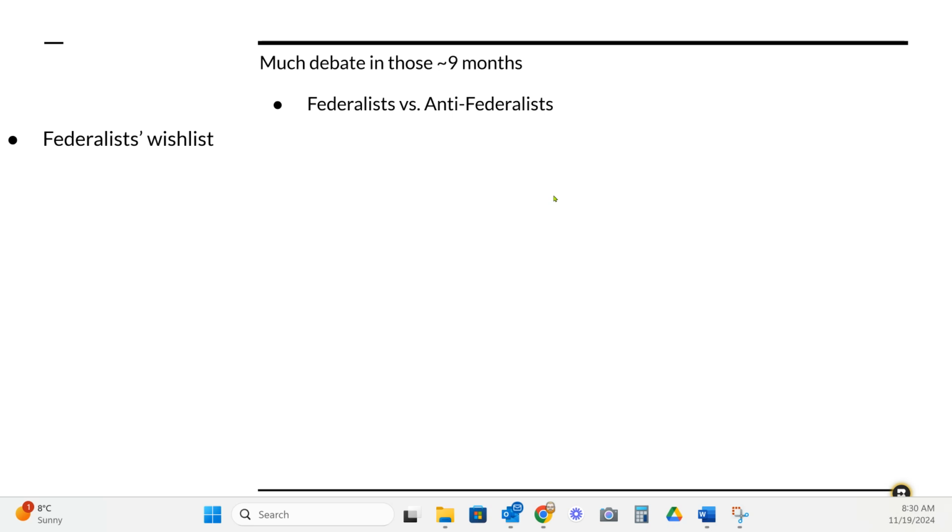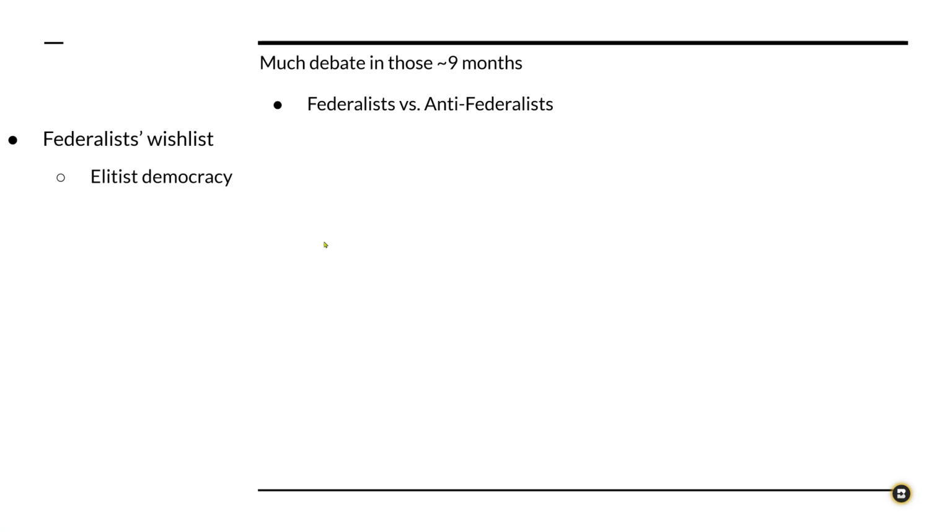Now, we're going to look at this in 2 different ways. One, through the wish lists of each side, and then the second will be a comparison of what they were afraid of or not afraid of. I'm not entirely sure that starting with the wish list is best, but that's how I've done it, and so that's what we'll do. What the Federalists wanted was an elitist democracy.